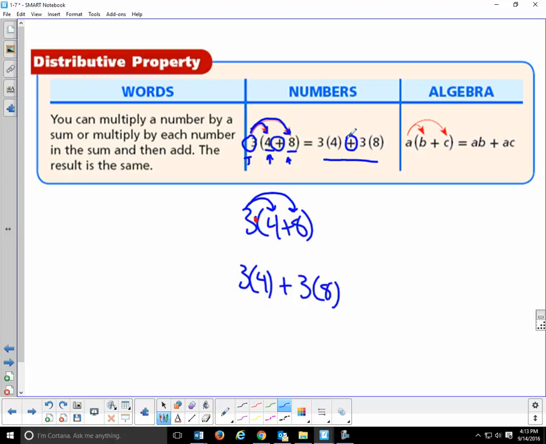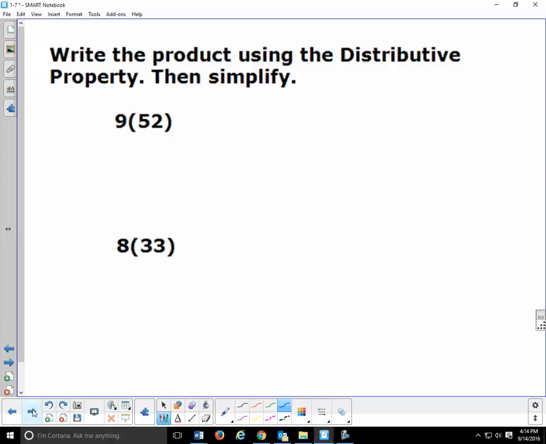And so this looks like a lot of work. Why wouldn't you just do 4 plus 8 and get 12 and do times 3? That seems like it would be a lot of work. We're going to start using variables. And so instead of an 8, it might be an x. Now we're going to try and break things out of parentheses and break it out of that setup. And so let's look at some examples. We'll use the distributive property here too.